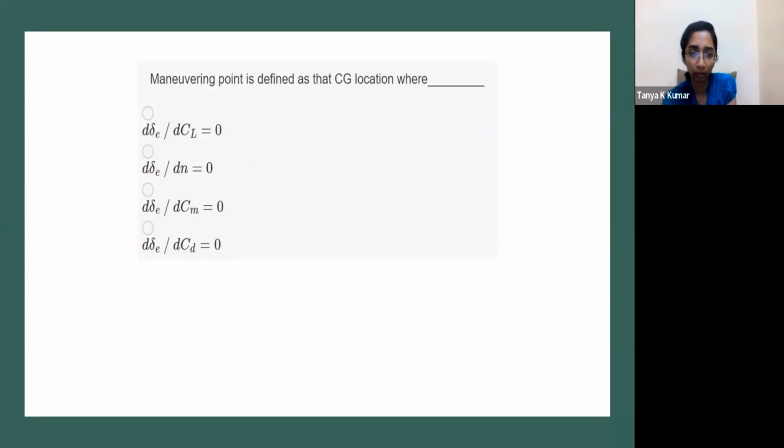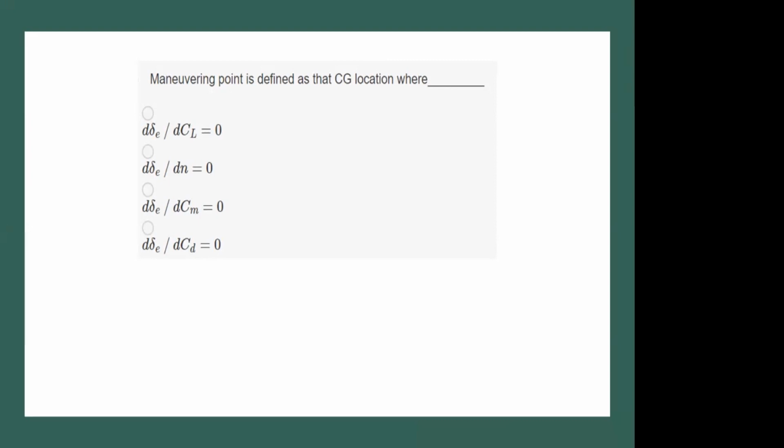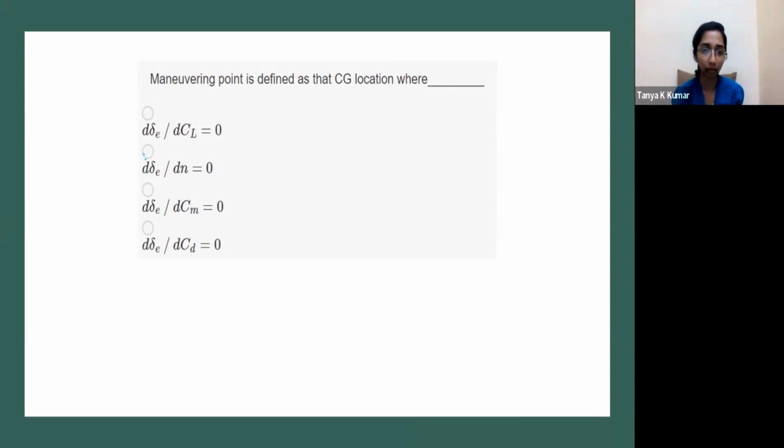Maneuvering point? How do you define maneuvering point? Is it d delta E by dCL, or d delta E by dN, or d delta E by dCm, or d delta E by dCd? It's the point at which d delta E by dN is equal to 0. Yes, correct. This is the correct value.